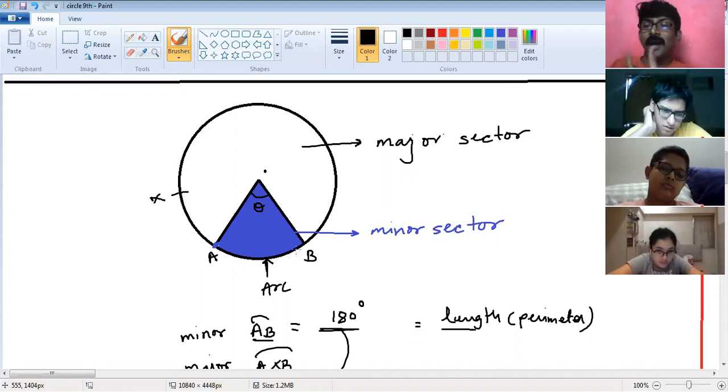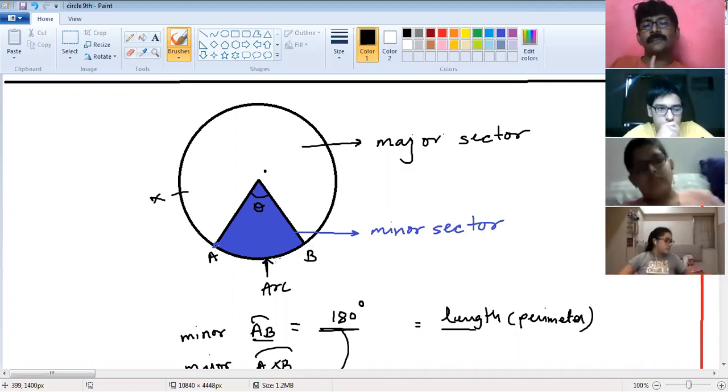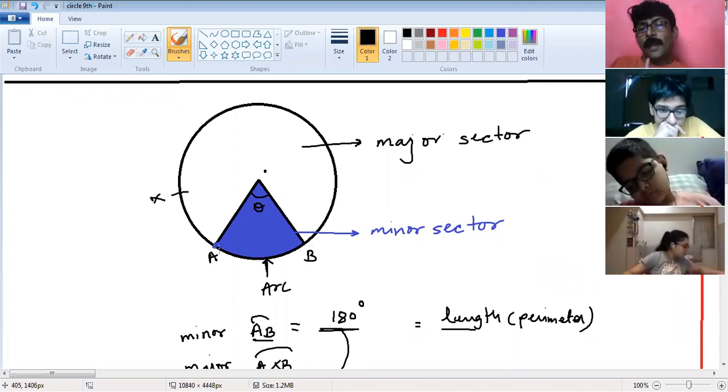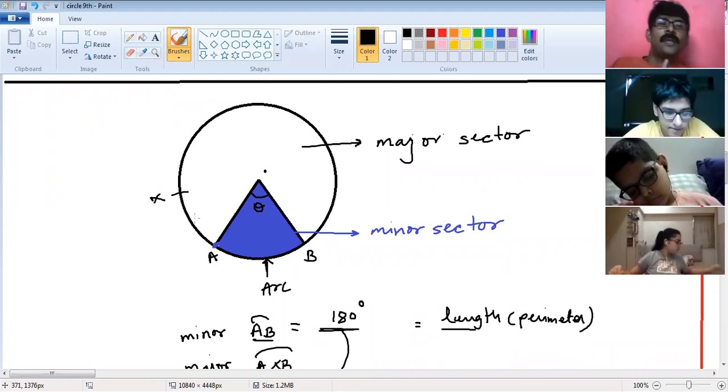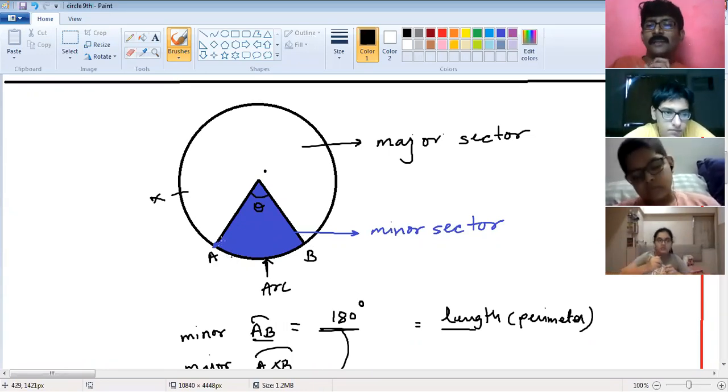So minor arc is generally less than 180 degrees. Are you getting it? Minor arc is generally less than 180 degrees. And this major arc is generally more than 180 degrees. Are you understanding? And what if the arc is exactly 180 degrees?